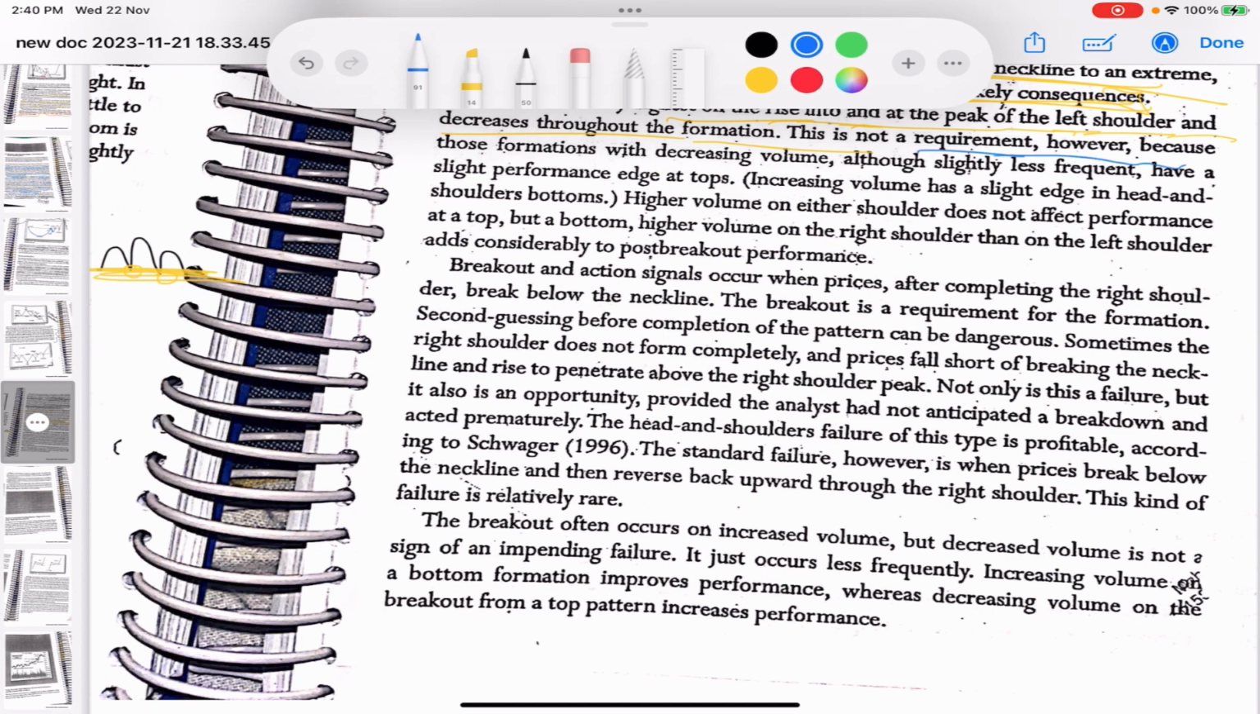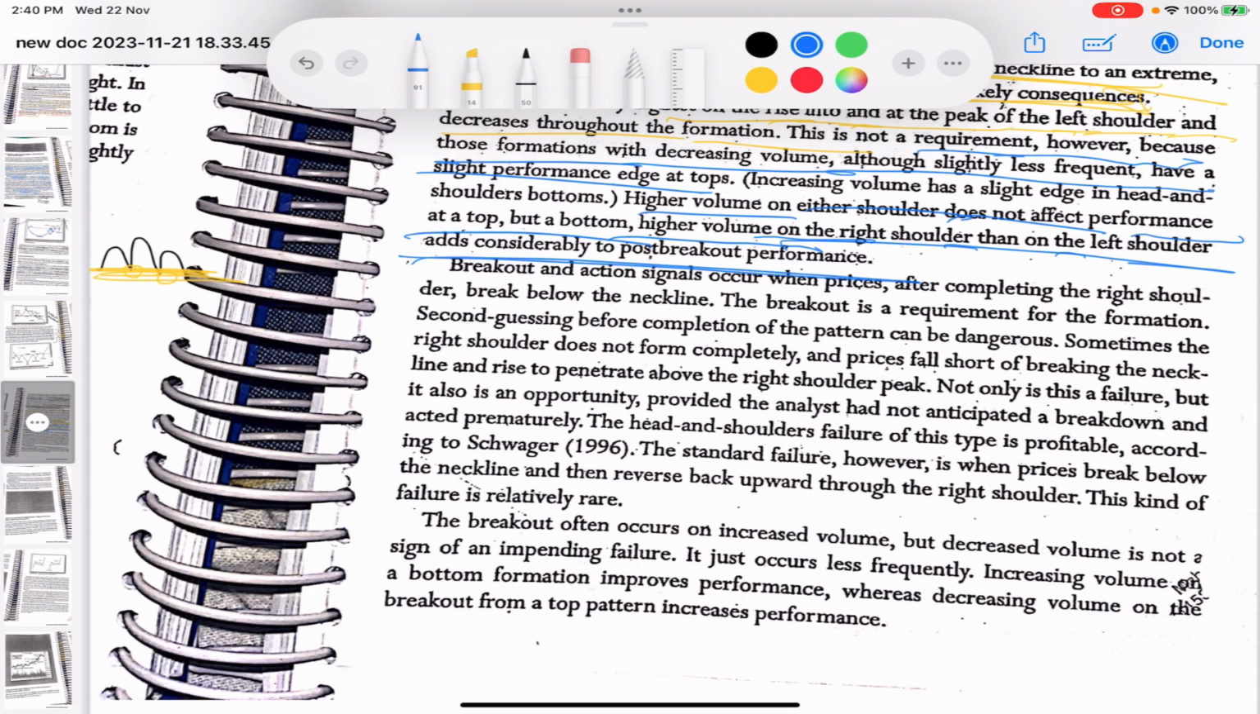Yeah, even though it's not a requirement, because if you think about the volumes, it's less frequent, and they have a slight performance edge at the top. Higher volume on either shoulder does not affect the performance, but higher volume on the right shoulder than on the left shoulder contributes considerably to the post-breakout performance. So we really want a higher volume when it comes to the breakout, so keep that in mind.